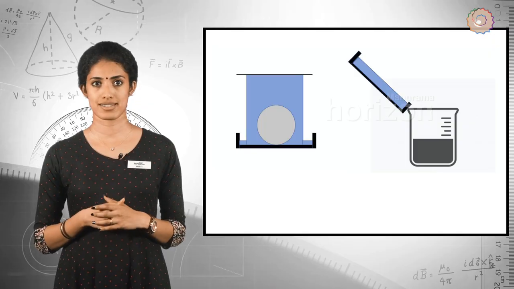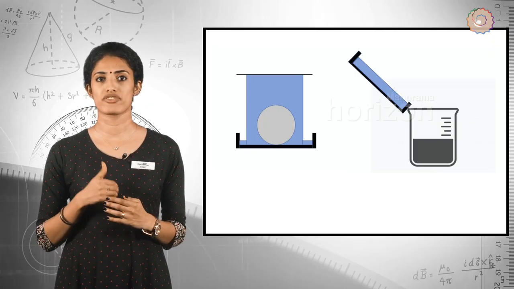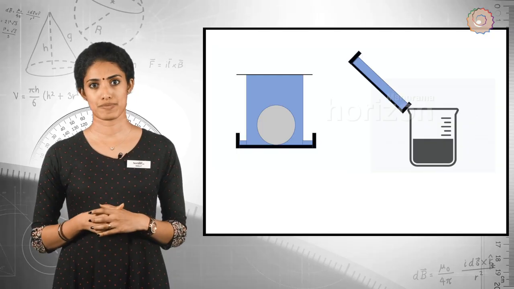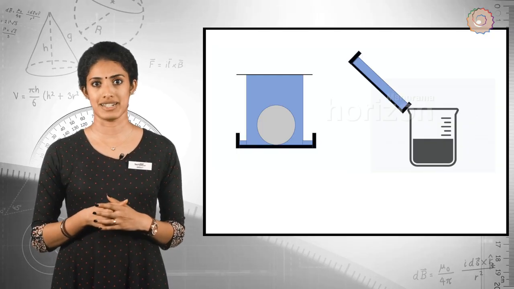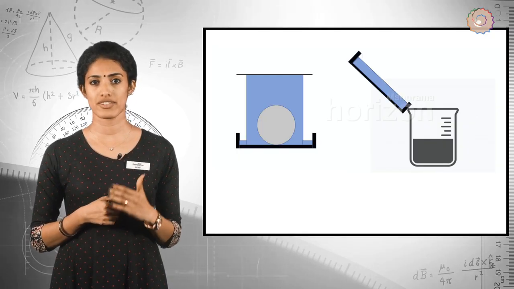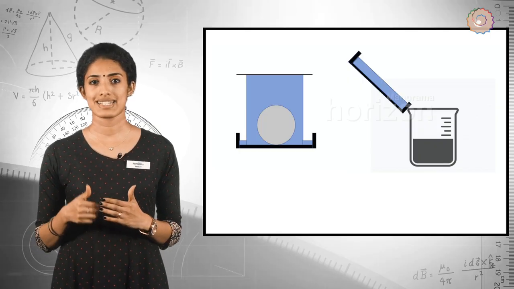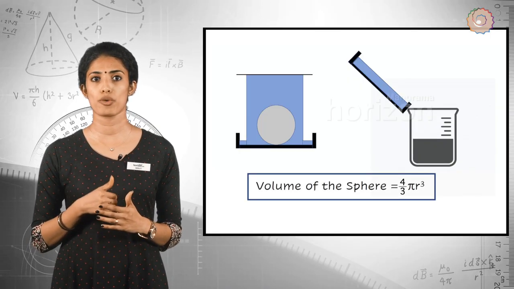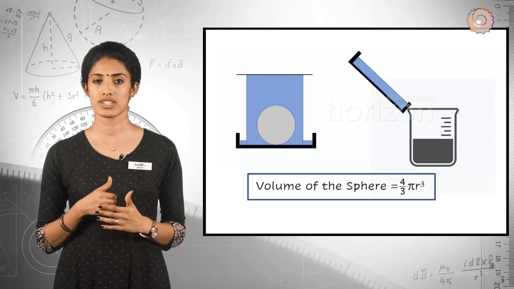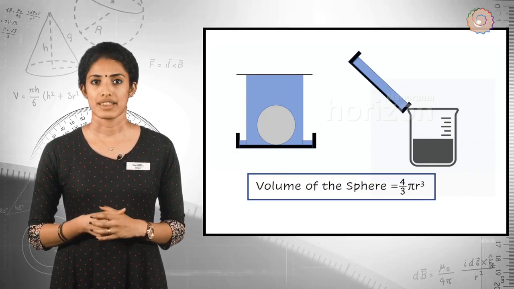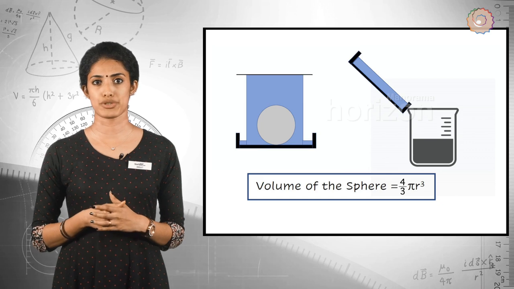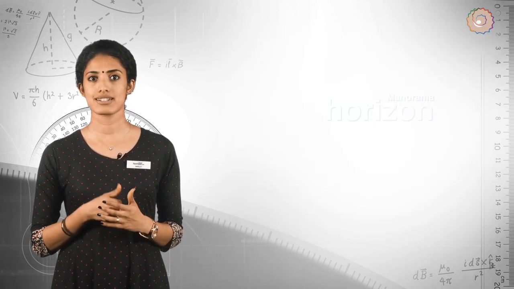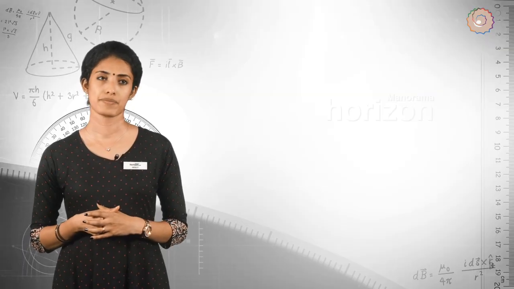What does this tell us? We know that the volume of the sphere is the same as the measure of the volume of the water displaced by it. By doing this experiment repeatedly with spheres of varying radii, we are getting the same result, namely, the volume of a sphere is equal to 4/3 pi times the cube of its radius. Therefore, volume of the sphere is equal to 4/3 pi r cube. Now, let us consider a problem regarding the same.